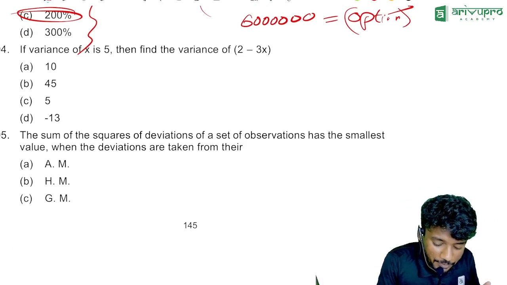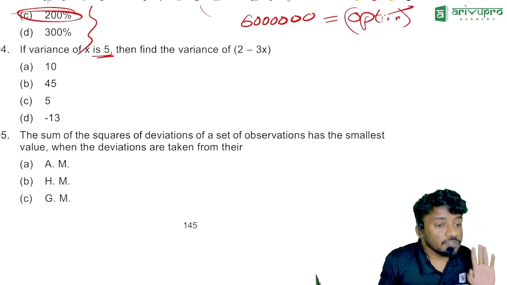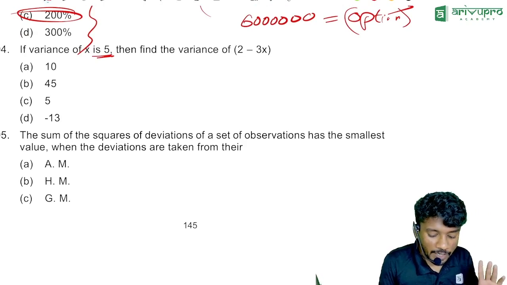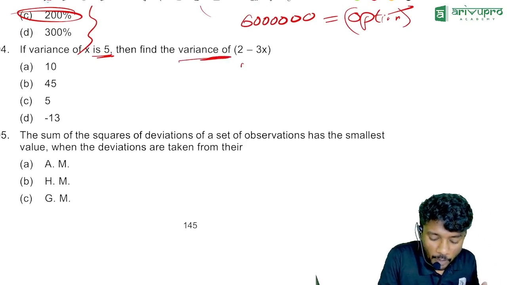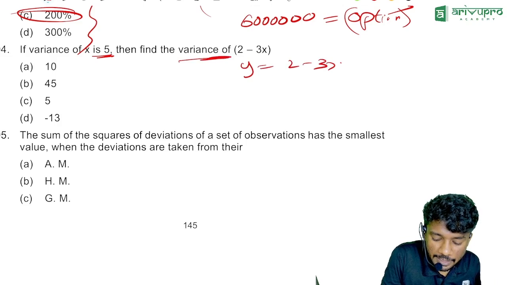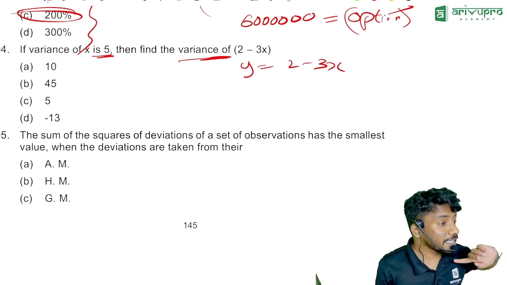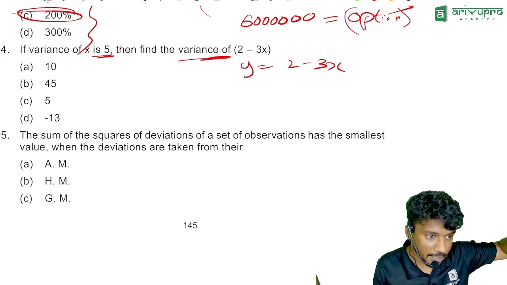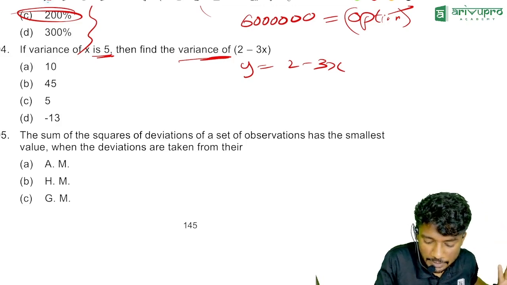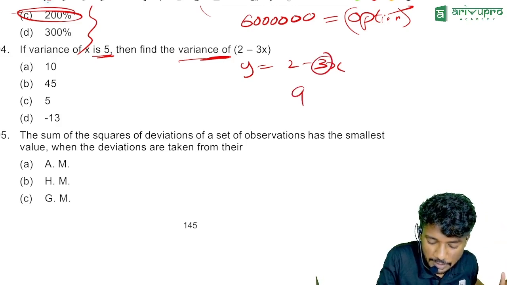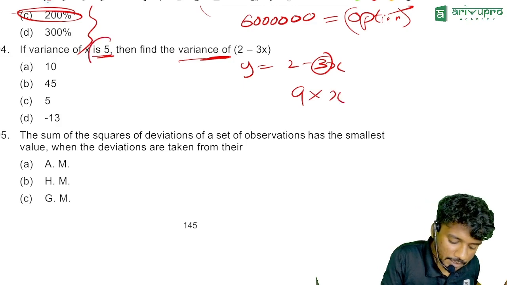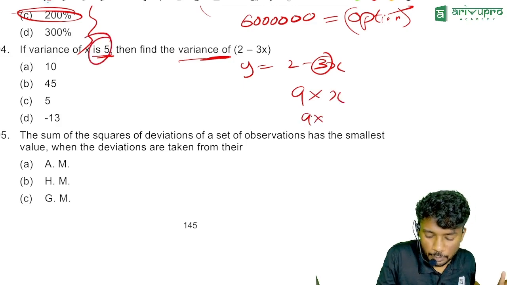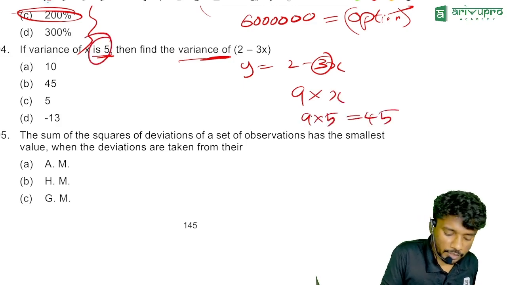Now my question. The variance of x is 5. Find the variance of y is equal to 2 minus 3x. So we know standard deviation. We don't know variance. Always think that way. We know standard deviation, so take the square. That is coefficient square, which is 9. 9 into x. X is how much? 5. 9 into 5 is equal to 45.